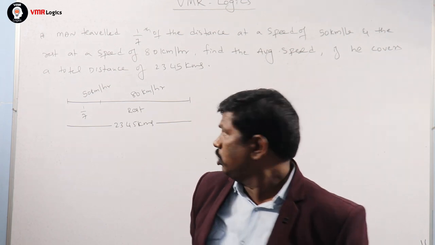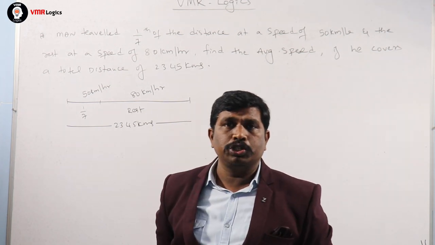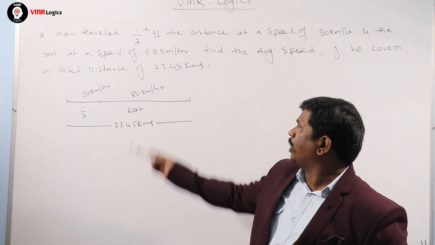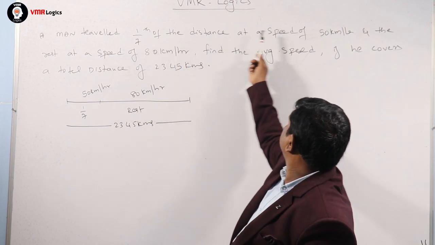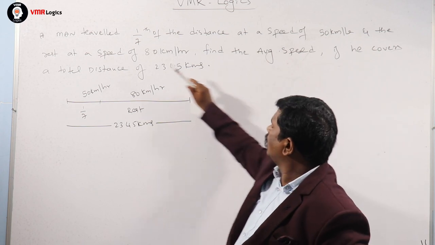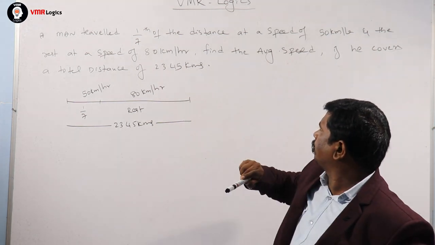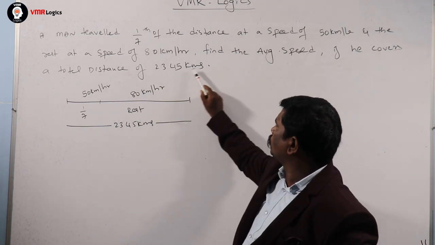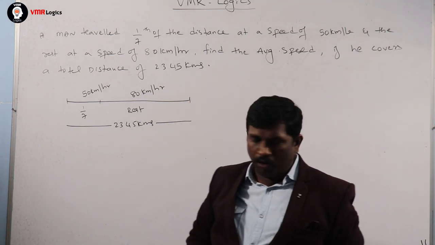A similar question, but the topic is from time and distance. The question is: a man travels 1/7 of the distance at a speed of 50 km per hour and the rest at a speed of 80 km per hour. Find the average speed if he covers a total distance of 2345 km.